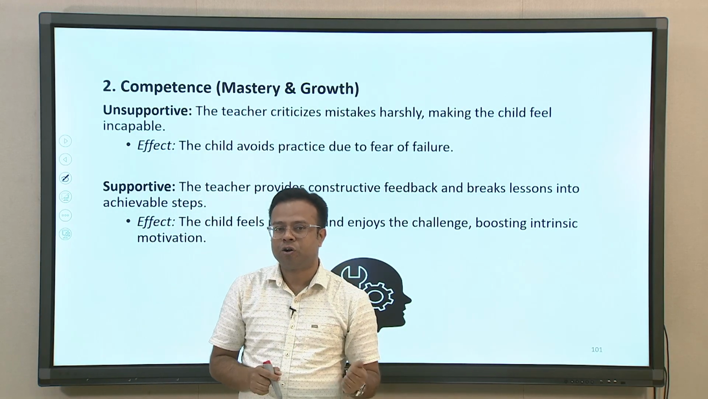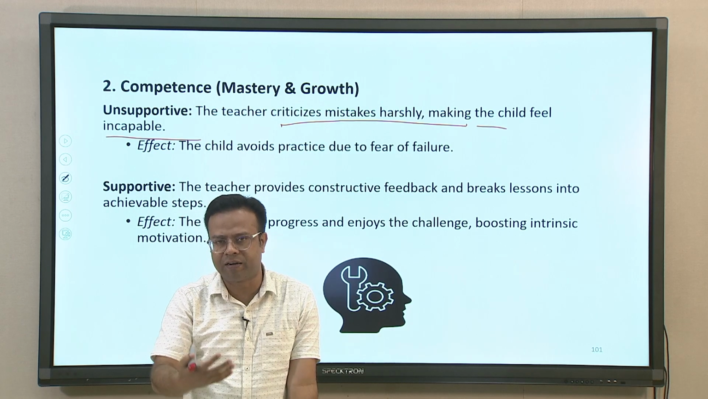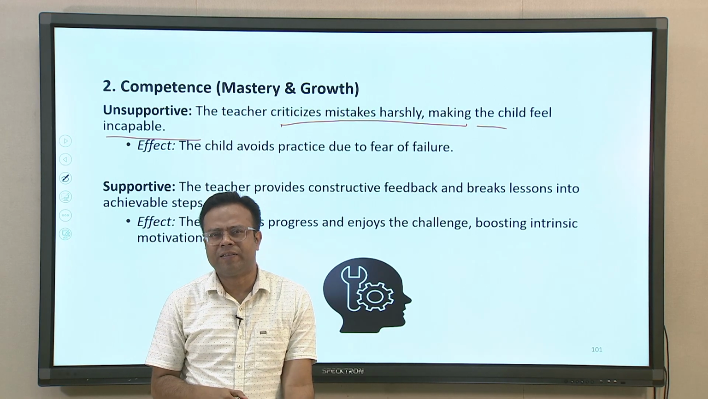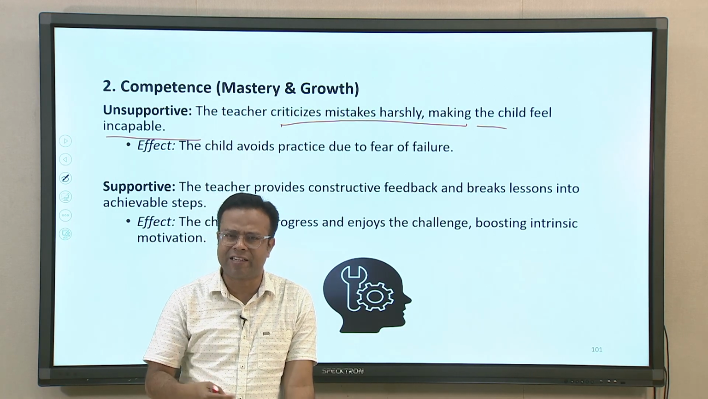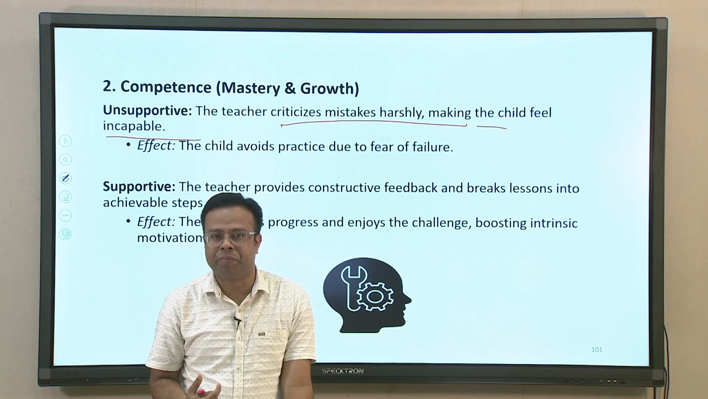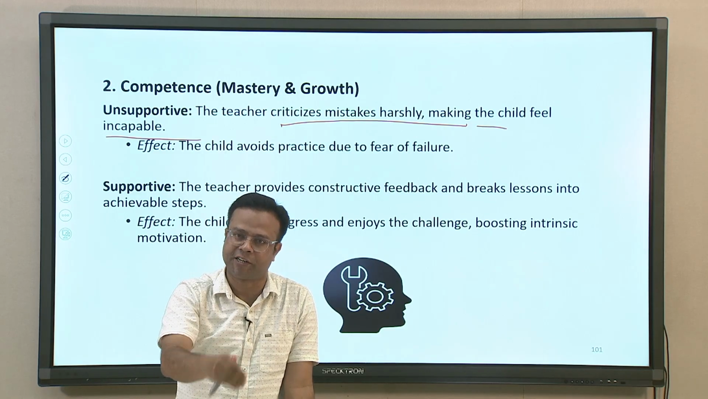Now, let us take the second need, competence. In this same case, competence will be frustrated or unsupported when the teacher or the parents criticize the mistakes harshly, making the child feel incapable. Let us say the child makes some mistakes, and the parent or the teacher, whoever is teaching the piano, on silly or little mistakes, starts criticizing the child very harshly. So, what will happen? The child will feel incapable, feel I am not able to do it, I am not good enough. So, what is happening here? The sense of competence is going down, the need for competence is frustrated here.